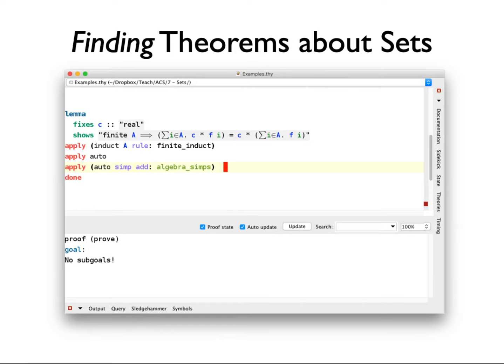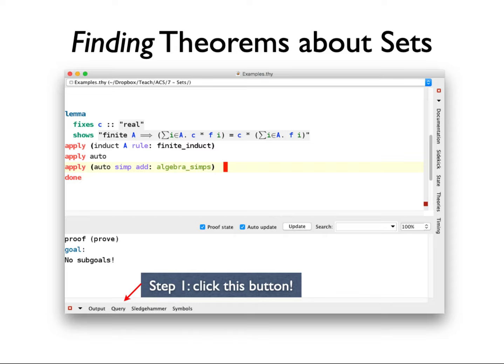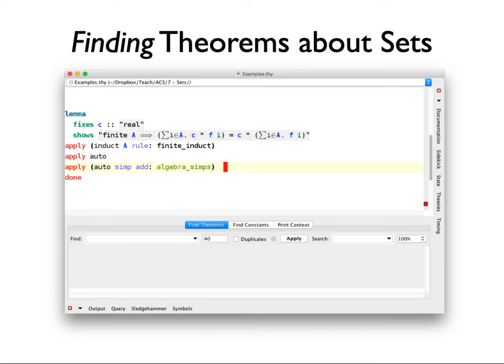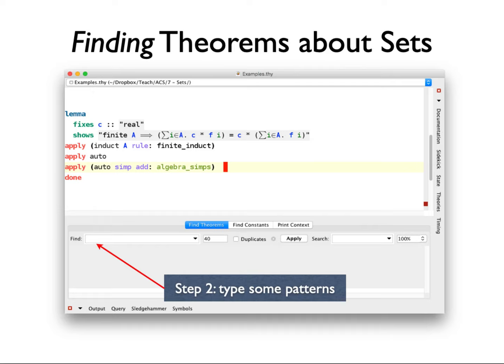So I don't know, maybe some of you have stumbled across the query button yourselves. But if not, do you see where it says query? So you click on that, and you can see there are some panels, but the thing is, find theorems is the most useful, although try clicking on the others, especially print context, which can be useful to remind you of what's available, what kind of local variables are defined in the particular place where you are. But going back to find theorems, what you can do is type some patterns.